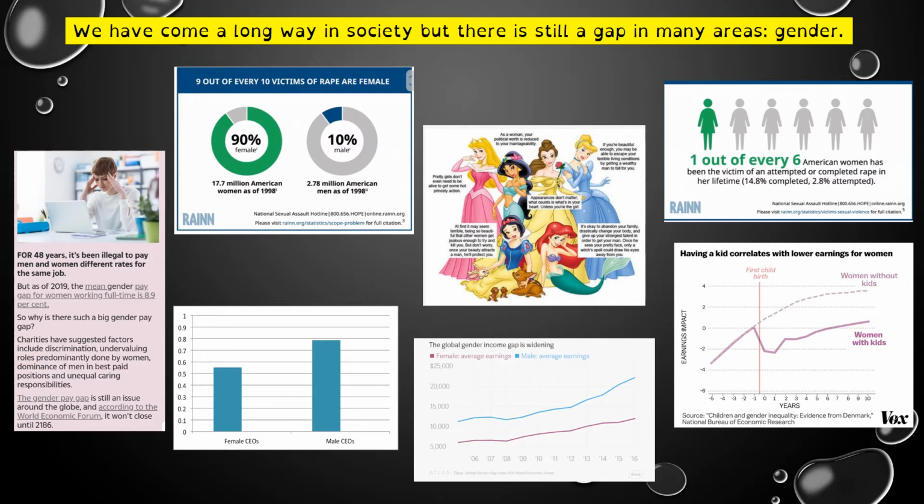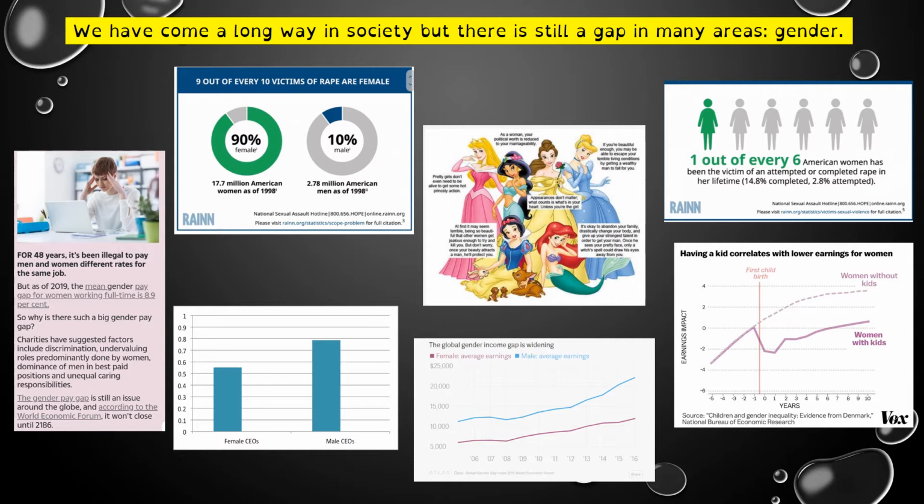Okay, so you can see here that I've talked about how we've come a long way in society, and we genuinely have. We've made huge progress, but there is still a gap in many areas. And the first one I've picked out is gender. And you can just have a little look in your own time at some of the things that I've put on this slide here.